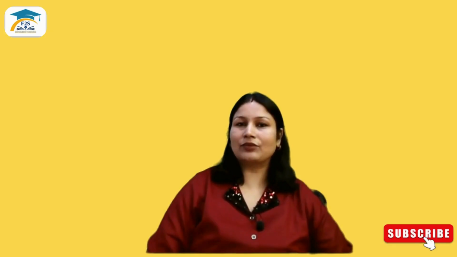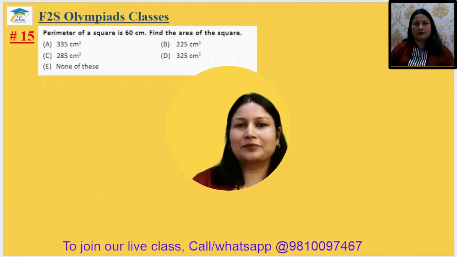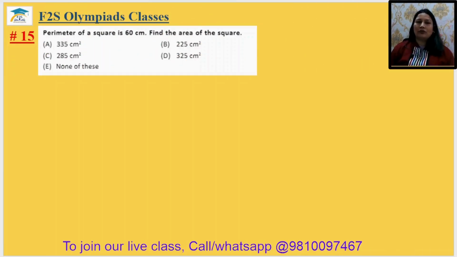Now let's start with the worksheet questions. Grade 5 Silver Zone Comprehensive Book, Chapter 8, Video Part 2. Question number 15. Perimeter of a square is 60 centimeter. Find the area of the square.